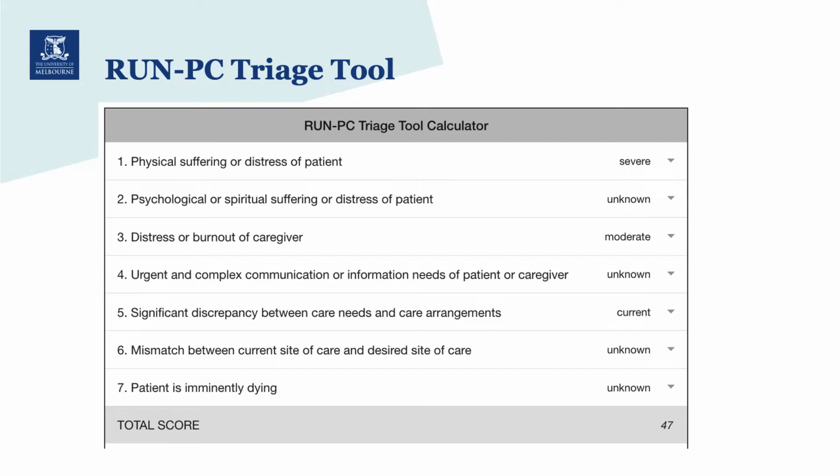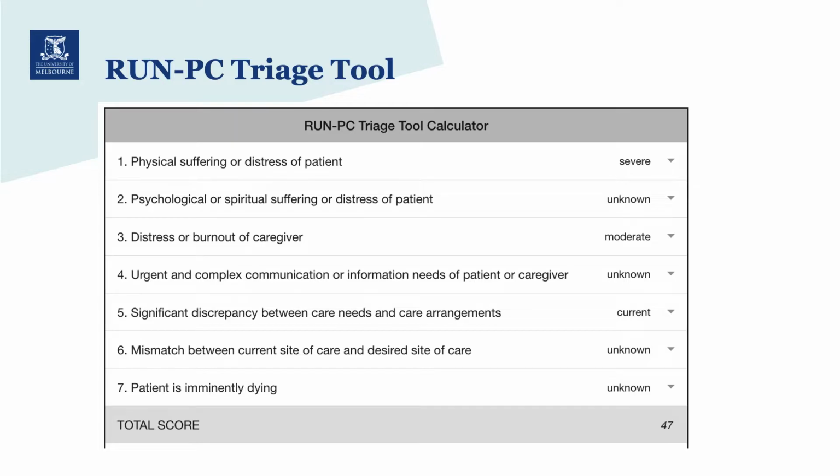But a current discrepancy between care needs and care arrangements. It sounds like it's really not working. They don't have lifting equipment. The things that she needs to be comfortable at home are not in place. We don't know about her desired site of care or her family's desired site of care, so I put unknown for that, and likewise for imminent dying.